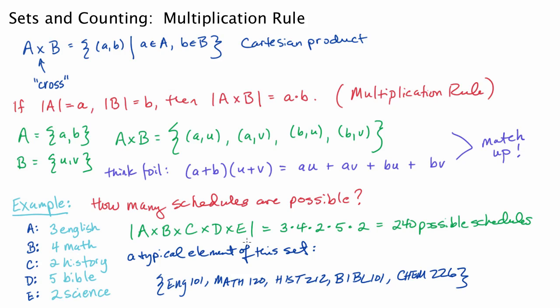Right, this is generally speaking how you handle multiplication rule. It's simply nothing more than a multiplication of the number of elements in each set paired up in as many ways as possible.